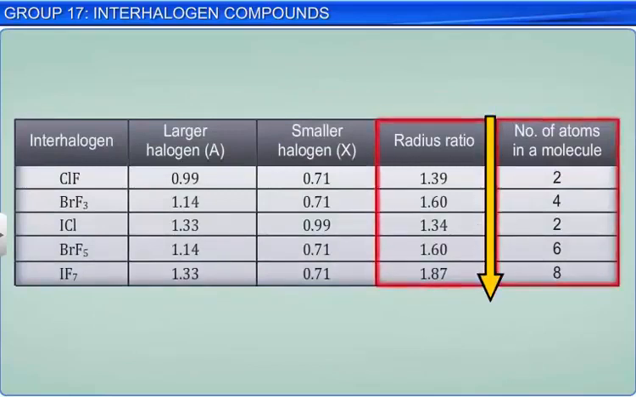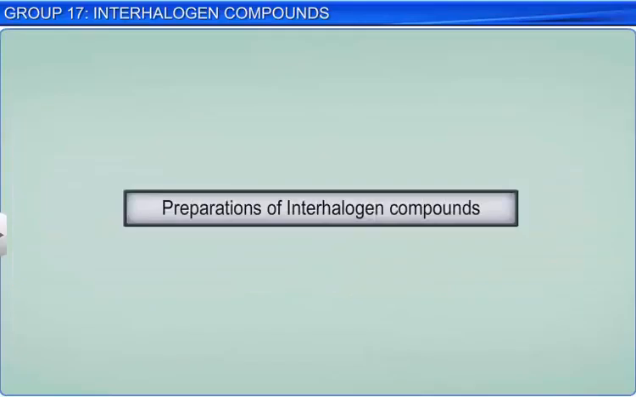Let us now discuss the preparations of interhalogen compounds. These compounds are prepared by two methods. They are by direct combination of halogens and by reaction of halogens with lower interhalogen compounds. In the first method, different halogen molecules react directly to form an interhalogen compound.